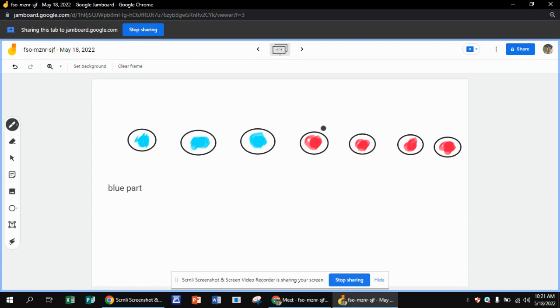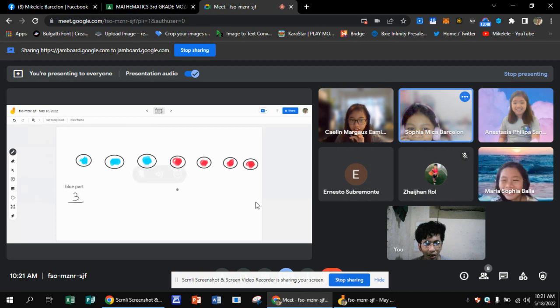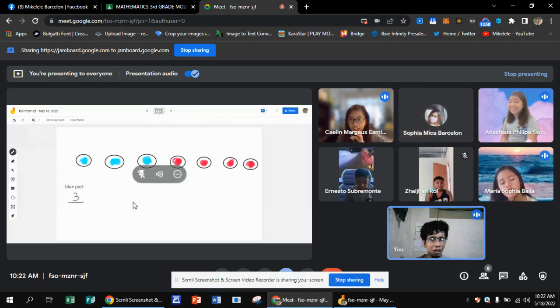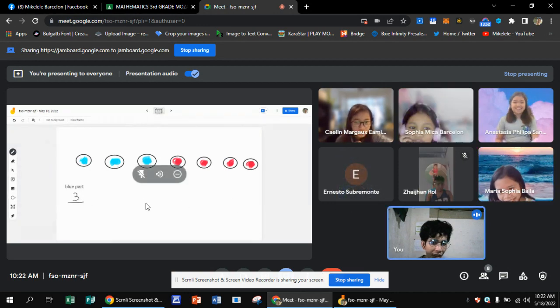Sa blue part tayo. How can I write it in fraction if I tell only the blue part? 3 over what? 3 over 4. Our numerator is 3. How about the denominator?